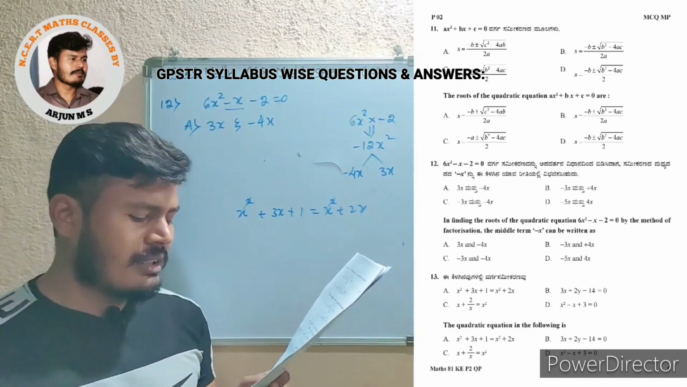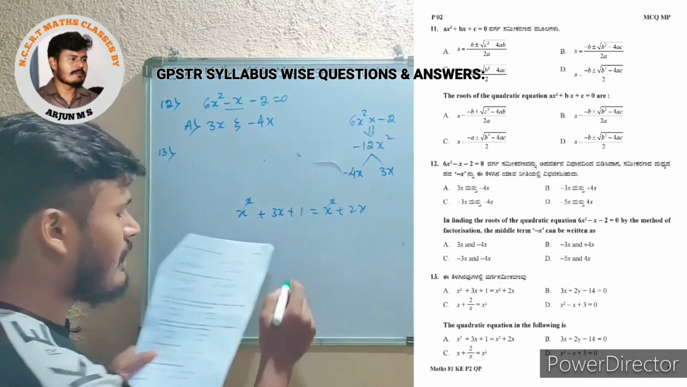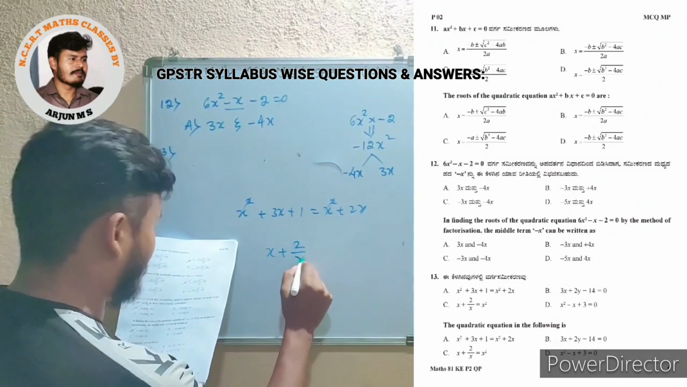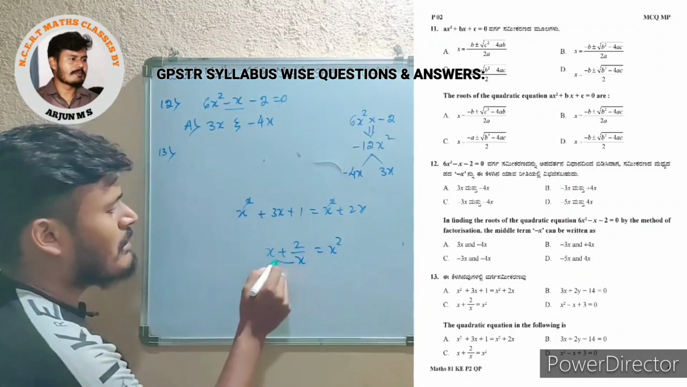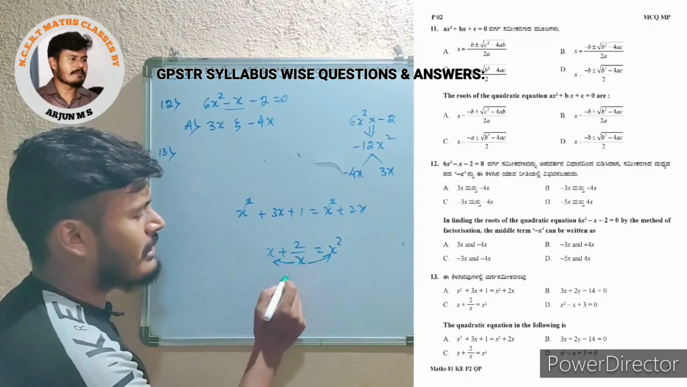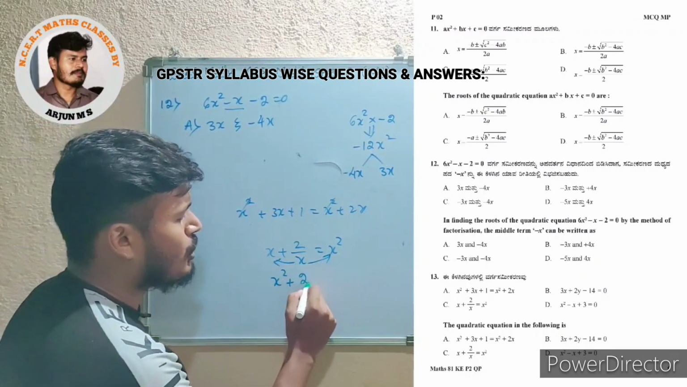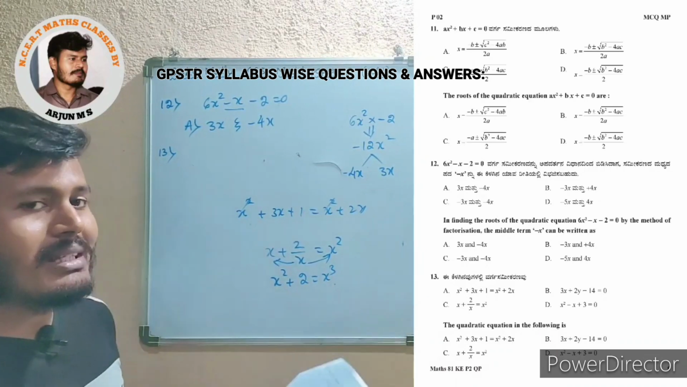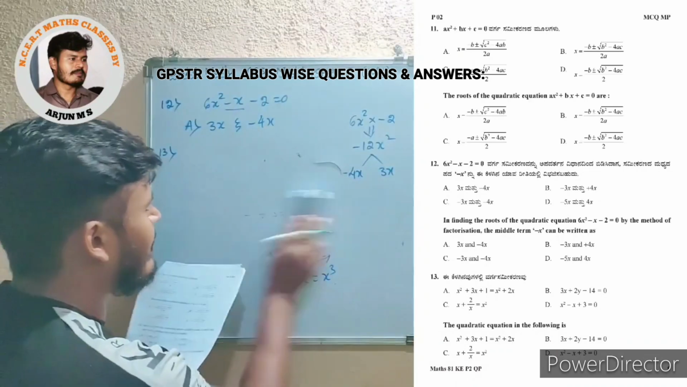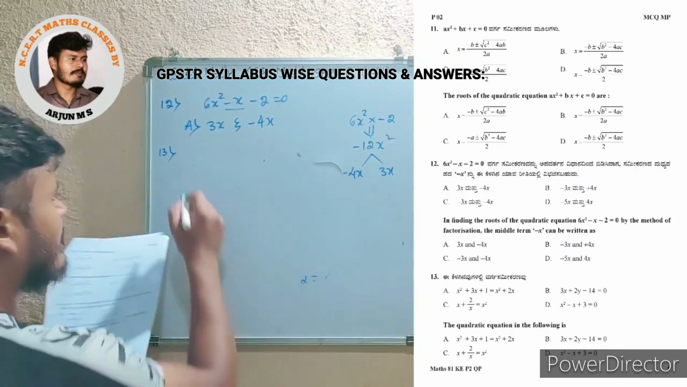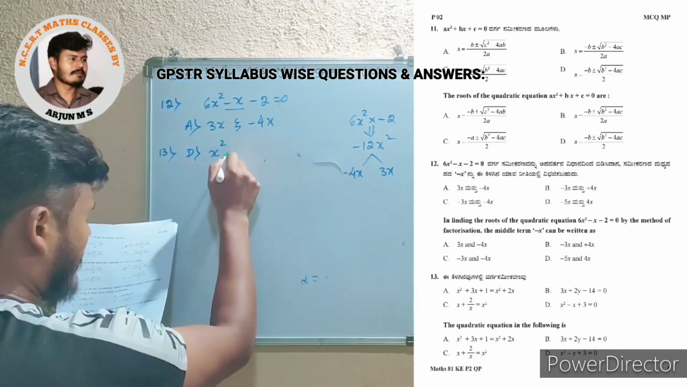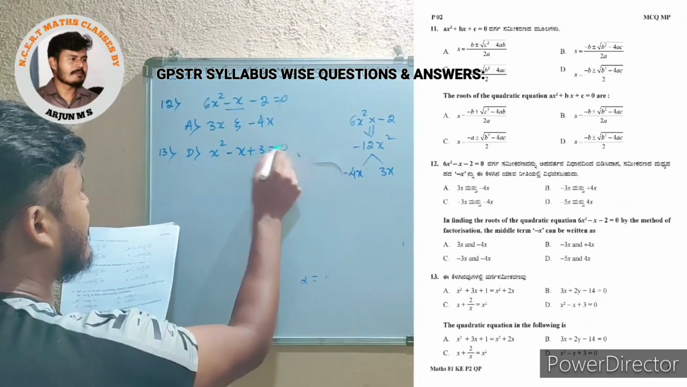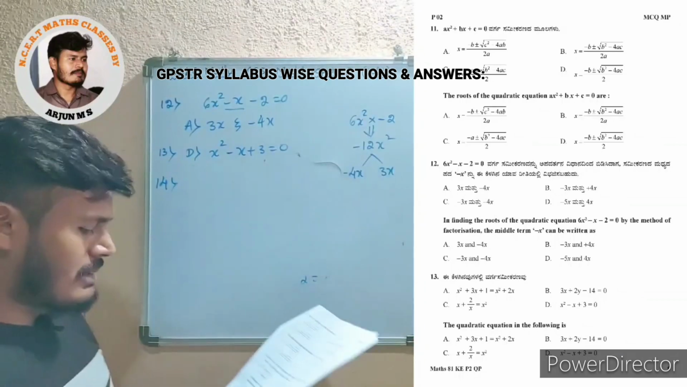So then we're moving on to the third one. That is a cubic polynomial, because x plus 2 by x is equal to x square. You just multiply by x here, we get x square plus 2, which is equal to x cube. It becomes a cubic polynomial. That's why, what is the answer here? So option D is the correct answer. That answer is x square minus x plus 3 is equal to 0.